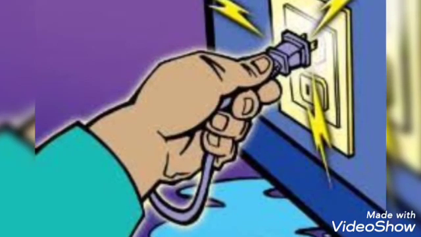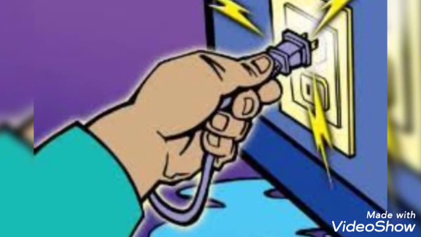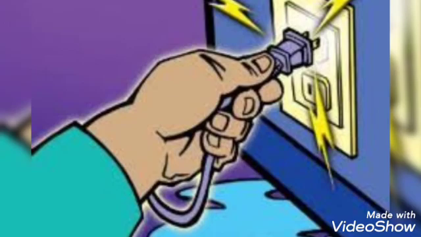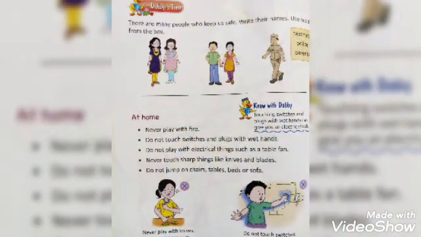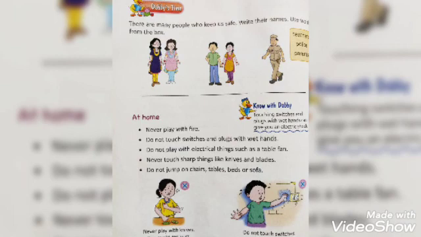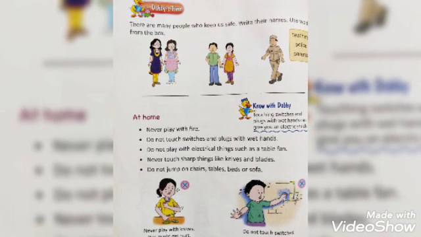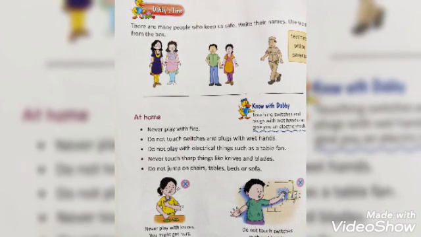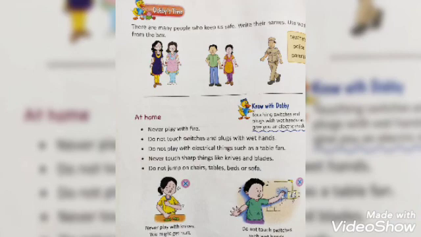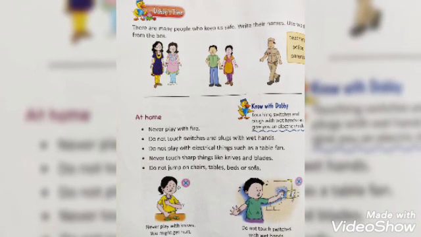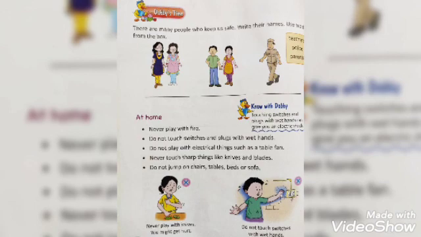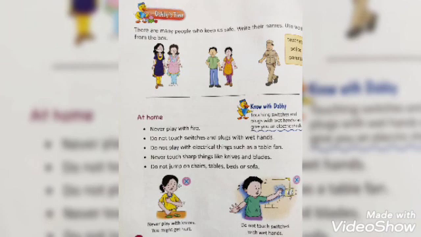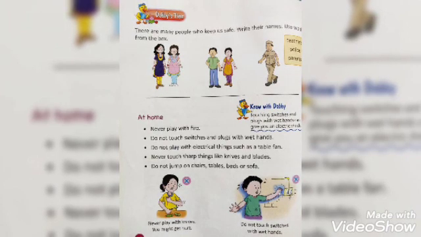Next, never touch sharp things like knives or blades. Children, we all know that blades and knives are sharp things, and if we use them carelessly, then we may get cut on our hands or other body parts, and we may get injured by that. So never use or touch any sharp things like knives or blades.